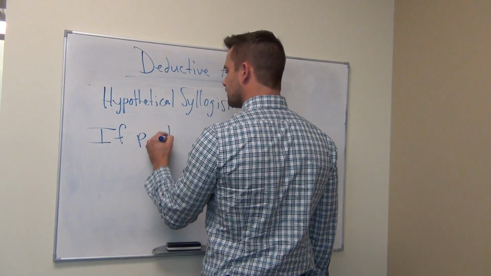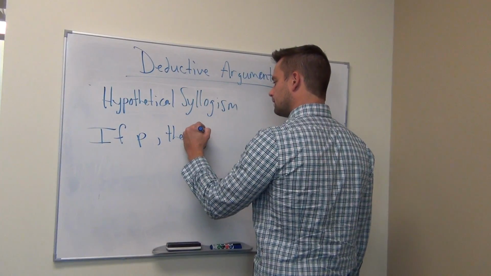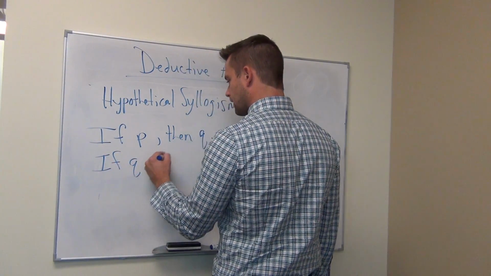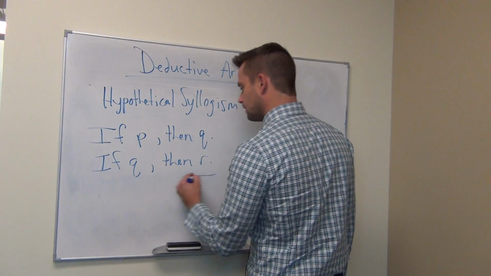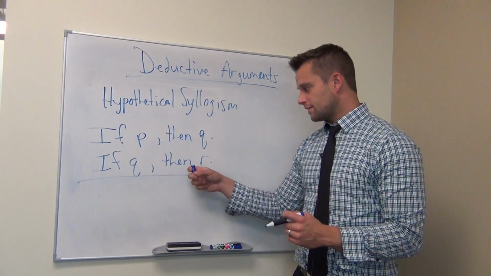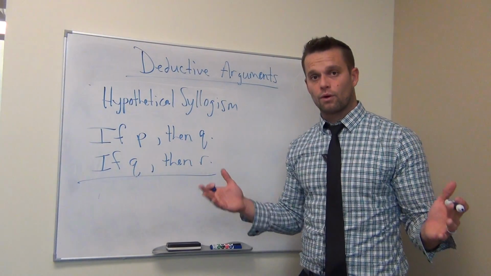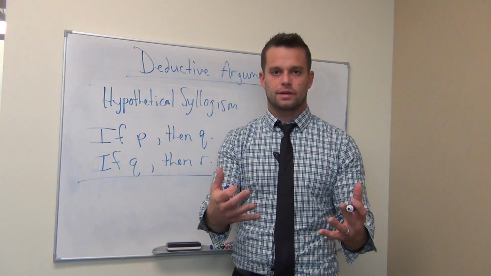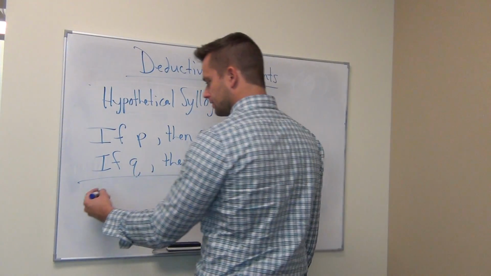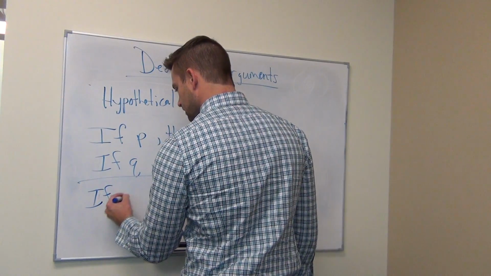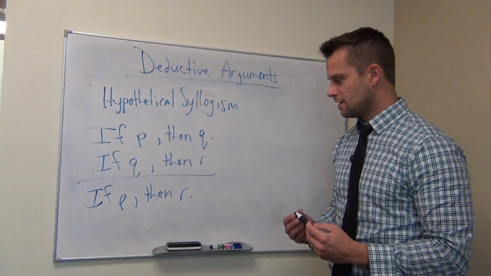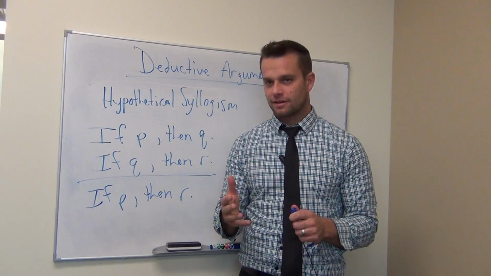If P, then Q. If Q, then R. If P is the case, then Q is the case. If Q is the case, then R is the case. Therefore, what is the logical outcome, do you think? You guys are great. You got it. It's if P, then R. And if you didn't get that, you're still great, right?